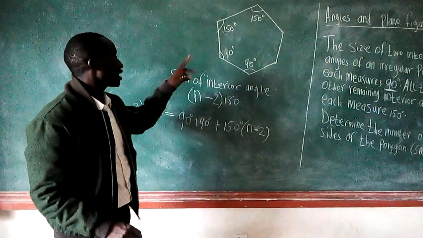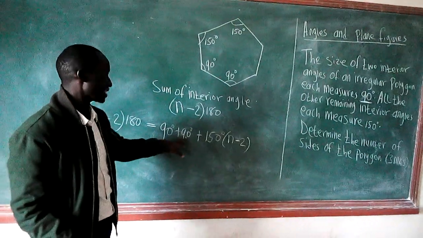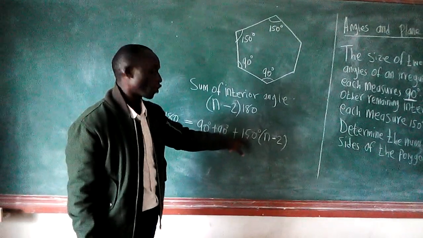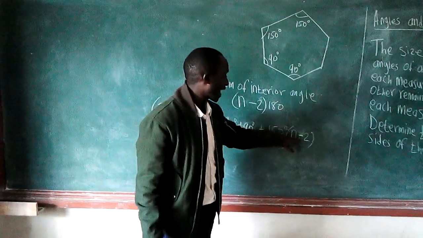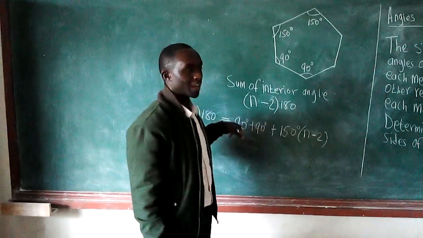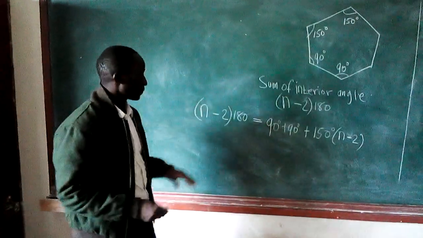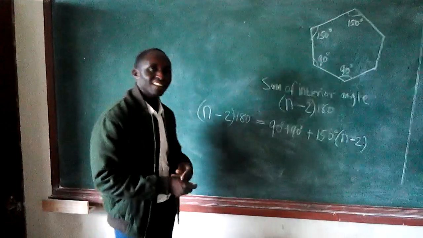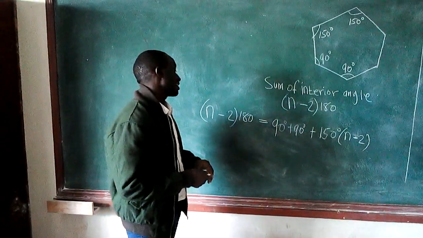Since we are told two angles are 90, we have taken 90 plus 90 plus 150 for all the other angles that we don't know, the number of angles, times the bracket n minus these two. We are not including them. Are we together, learners? Therefore, n stands for number of sides.